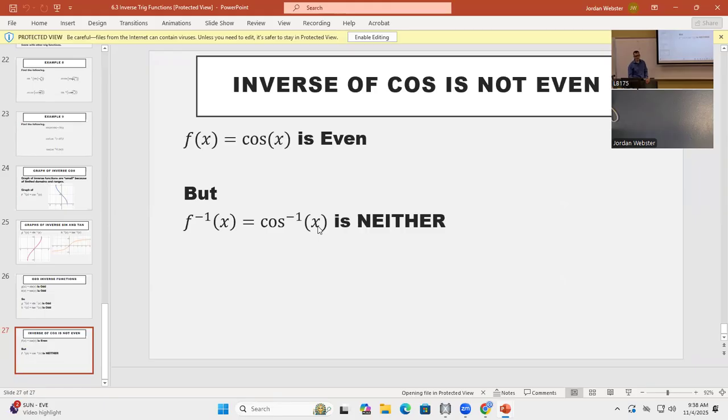Any questions about these inverse trig functions? Again, the big thing is understanding where the domains and ranges are. Hopefully, I've put quite a lot of emphasis on that.